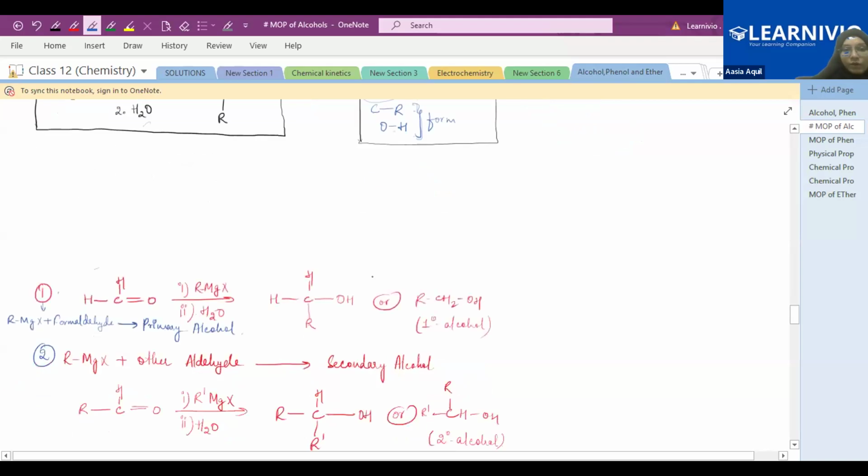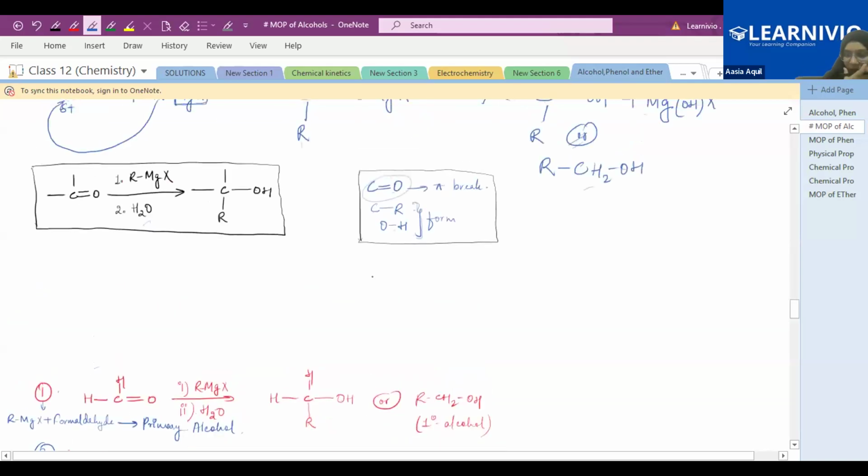Now, one by one, we will see with different aldehydes and ketones what the reaction will be when you treat the carbonyl compound, like your basic aldehyde, formaldehyde, and other aldehydes, and your ketone. So what will be the product in this case? Whether you will get primary alcohol, secondary alcohol, or tertiary alcohol. So let's see one by one.